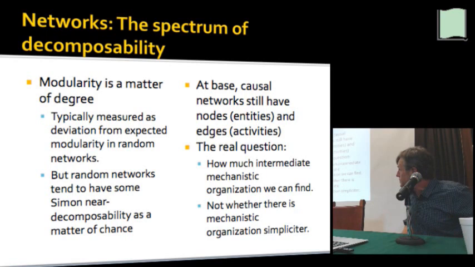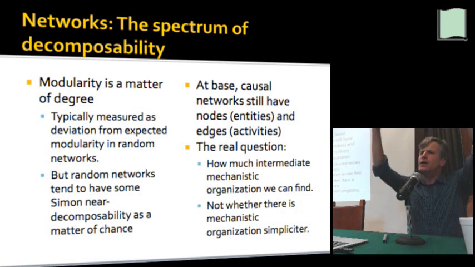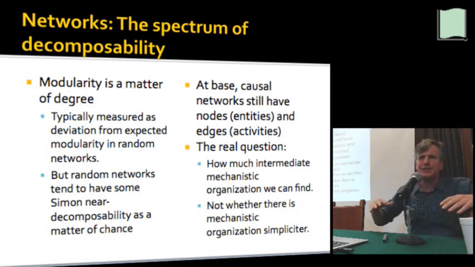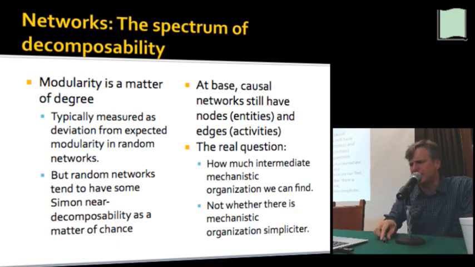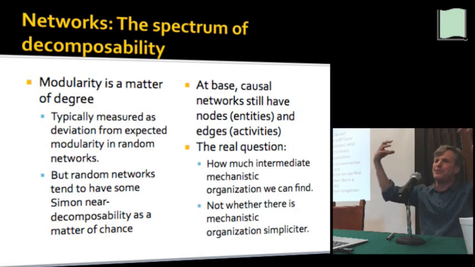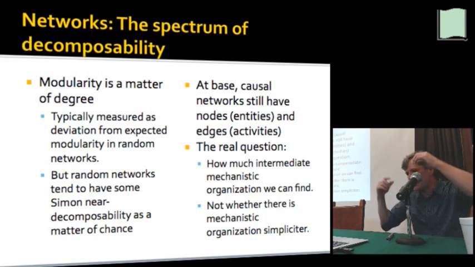And furthermore, the other thing that's worth noting about this is that any network at base, if it's a causal network, is going to have nodes and causal interactions between them, which is by itself a notion of decomposability. So the real question, I think, contrary to Rathkopf, is not whether networks deal with non-decomposable systems, but rather how much decomposability we find in the systems that we're dealing with. How much intermediate mechanistic organization we can identify, not whether there's any mechanistic organization simpliciter.